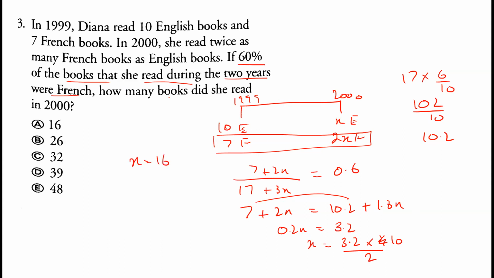Now how many books did she read in 2000? In 2000, the total books she read were 3x. So 3 times 16 equals 48. So the correct answer is E.